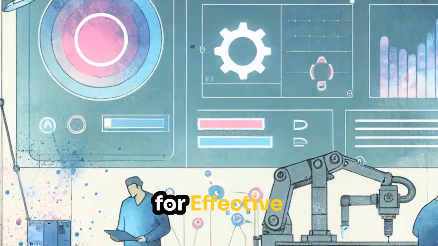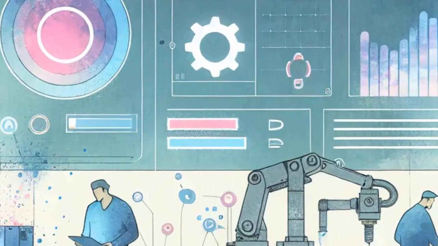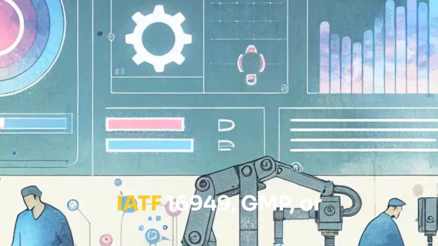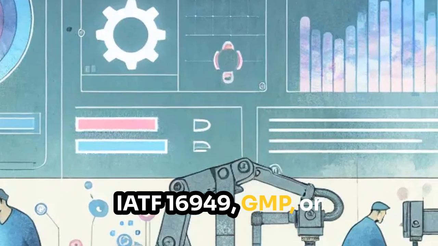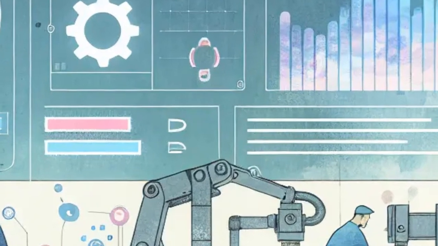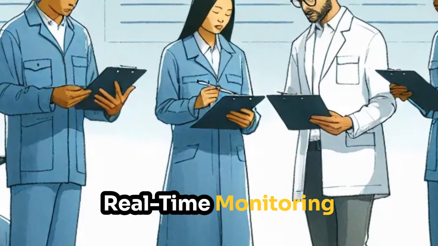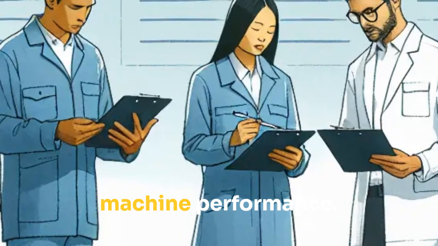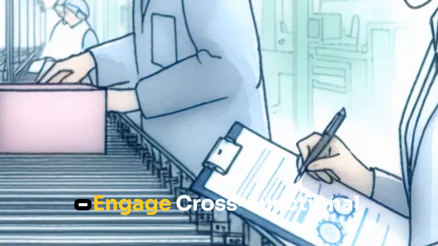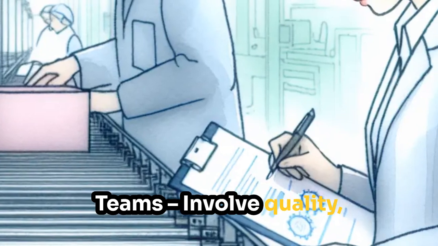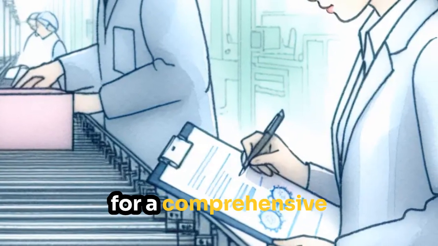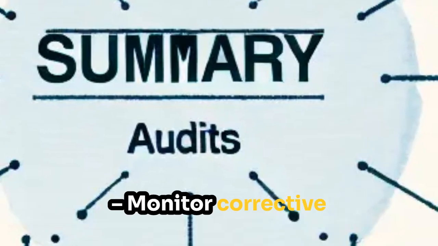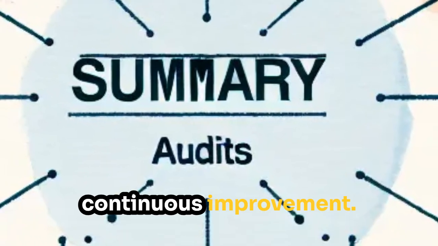4. Best practices for effective manufacturing audits. Use checklists and standardized templates. Follow structured checklists for ISO 9001, IATF 16949, GMP, or industry-specific audits. Adopt technology for real-time monitoring. Use AI-powered quality inspection tools and IoT-enabled sensors to track machine performance. Engage cross-functional teams. Involve quality, production, and maintenance teams for a comprehensive audit approach. Conduct regular follow-up audits. Monitor corrective actions and ensure continuous improvement.